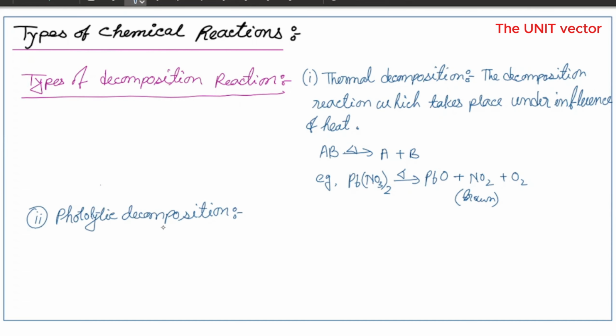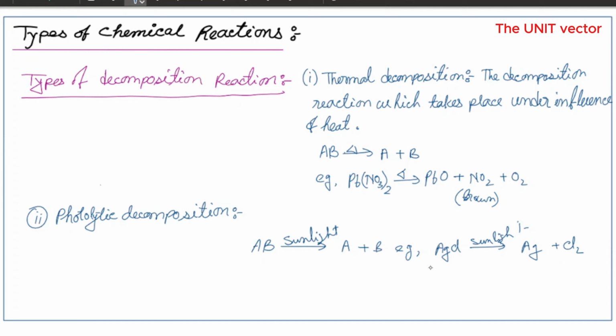Second type of decomposition reaction is photolytic decomposition. What is photolytic decomposition? The decomposition which needs sunlight to decompose. Let's say AB is a compound and we expose AB to sunlight. Then it will decompose to A and B. For example, when we expose silver chloride, AgCl, to sunlight, then it decomposes to silver and chlorine gas.